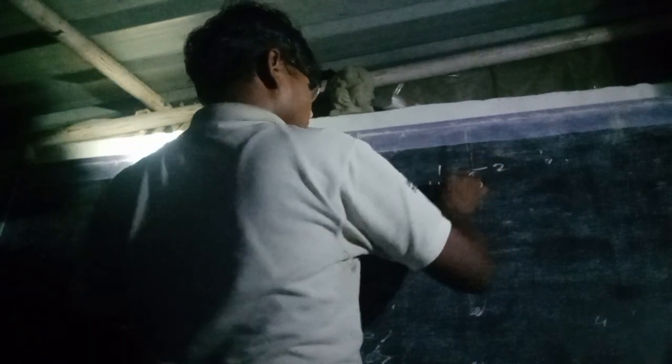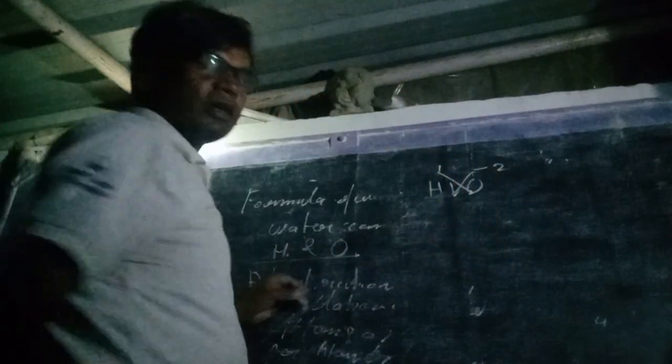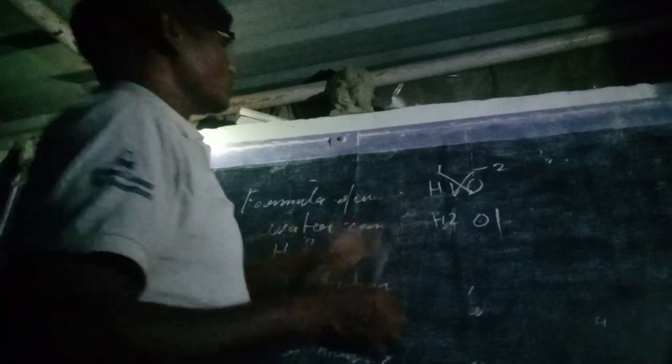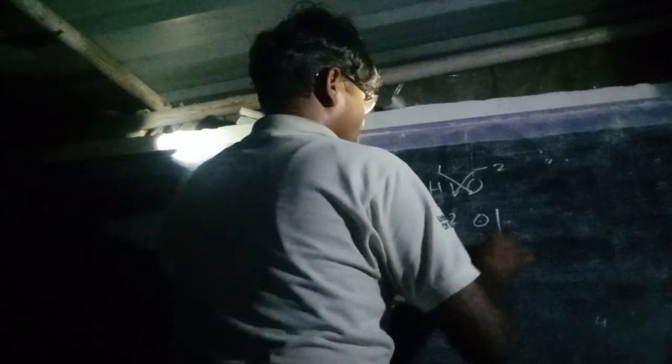So in cross multiplication, we give the oxidation number of oxygen to the hydrogen, and the oxidation number of hydrogen to the oxygen in the compound. So if we write here H and O, and just below, the subscript of H will be 2, and the subscript of O will be 1.